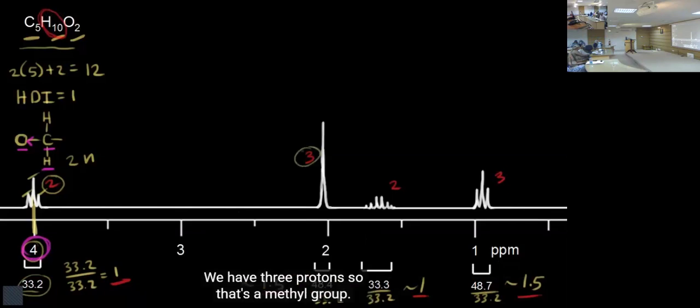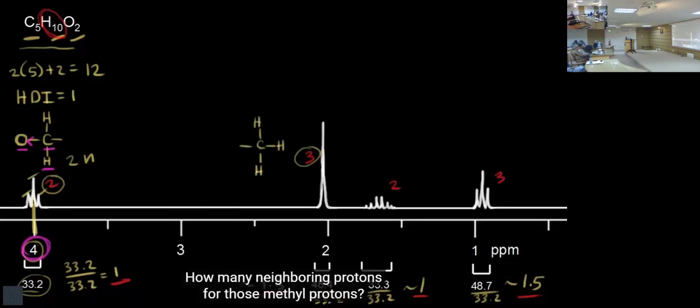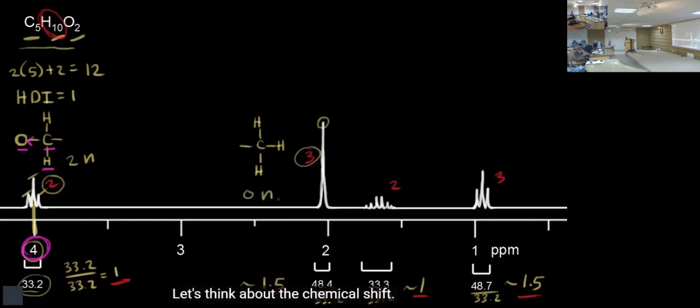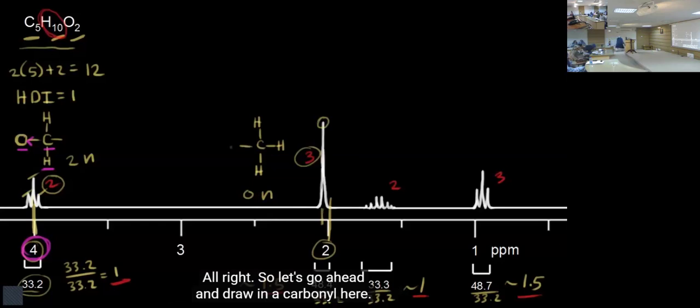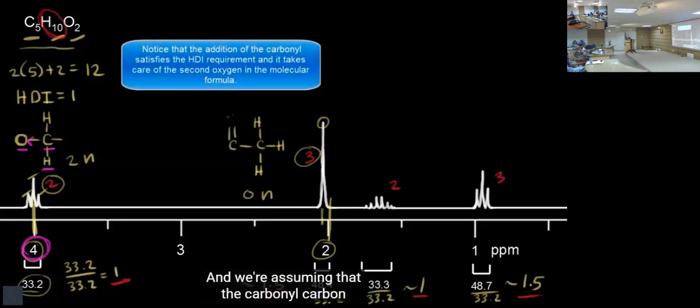We have 3 protons, so that's a methyl group. So let me go ahead and draw in a methyl group here, so CH3. How many neighboring protons for those methyl protons? Well, we see 1 peak here. So 1 minus 1 is 0, so 0 neighboring protons. Let's think about the chemical shift. So the chemical shift is just past 2 parts per million, and that's in the region for a proton that's next to a carbonyl.